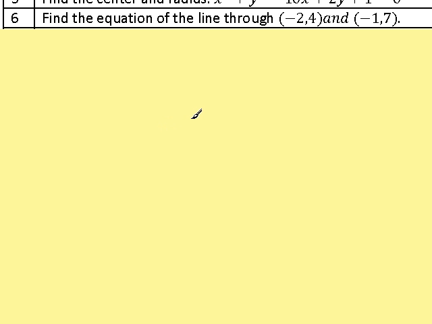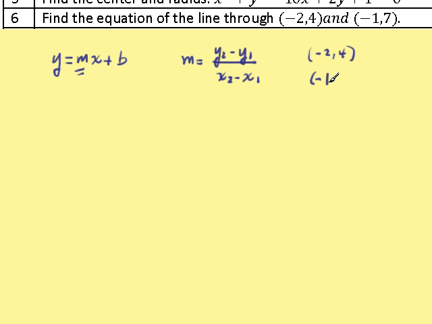In number 6, we want to find the equation of the line through these 2 points. So we're going to use our formula y equal mx plus b. To start with, we want to find m. So we'll use the slope formula. M is equal to, remember, subtracting y's on top and x's on the bottom. So let's do that. I like to line up the points. You can put either one on top. Okay, so we have the slope is equal to subtracting the y's, 4 minus 7, and subtracting the x's, minus 2 subtract minus 1.